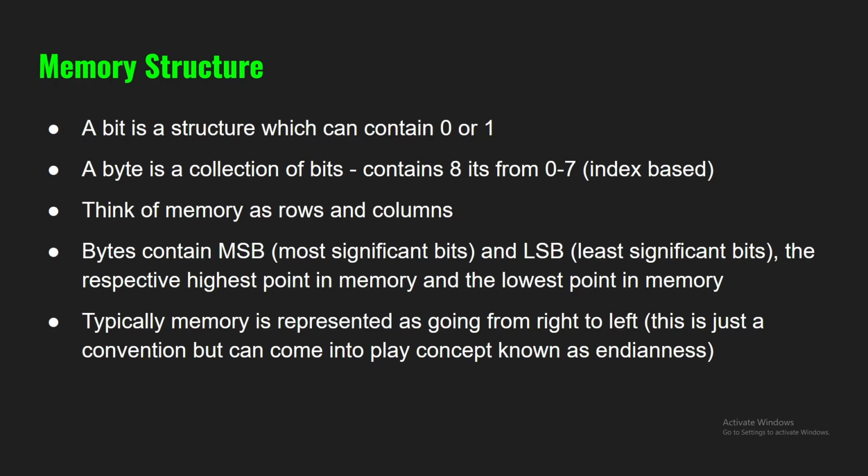So for instance, a bit is a structure which contains 0 or 1, so it'll be a Boolean value, and then a byte is a collection of bits. A byte is 8 bits, and it's also starting from 0, not 1, and that is something known as index based. In computing you're going to find that a lot. Things like arrays always start at 0 and not 1. And in this case, a collection of bits being a byte, it goes from 0 to 7.